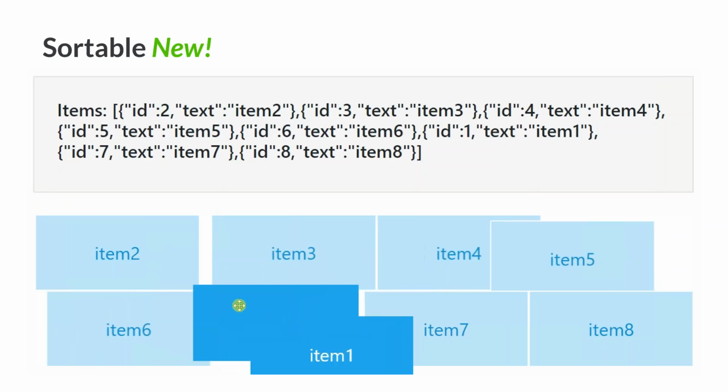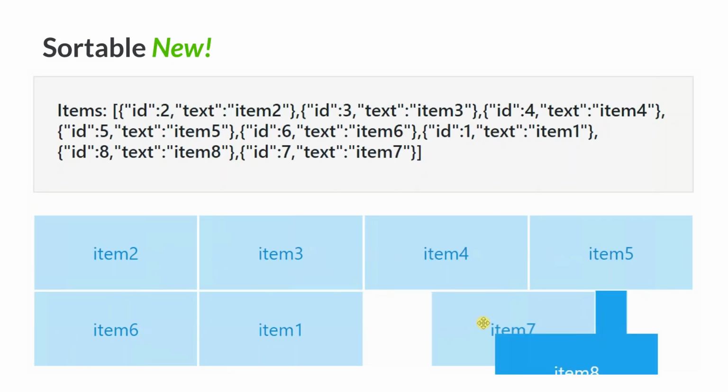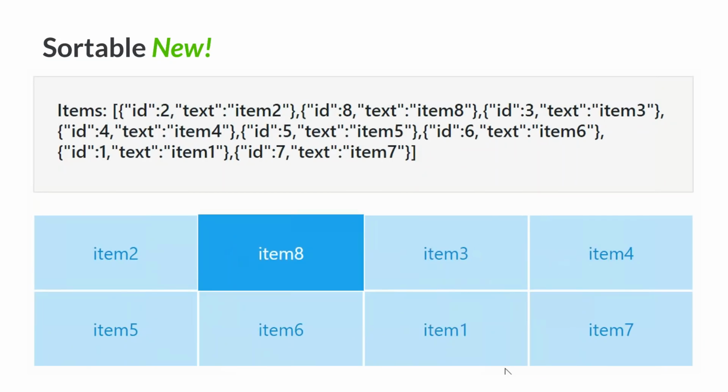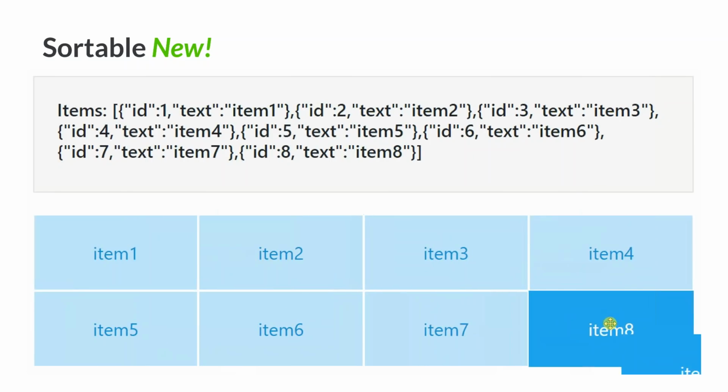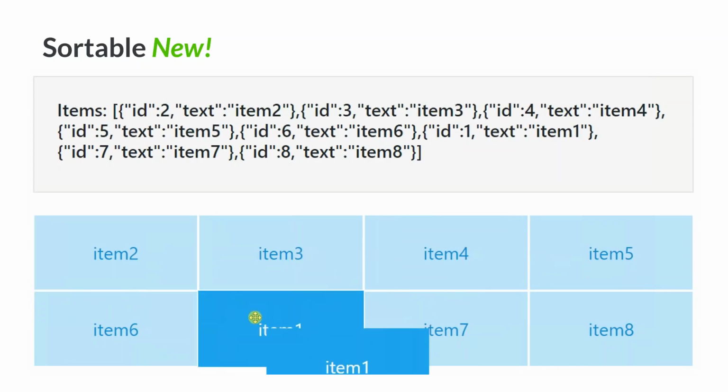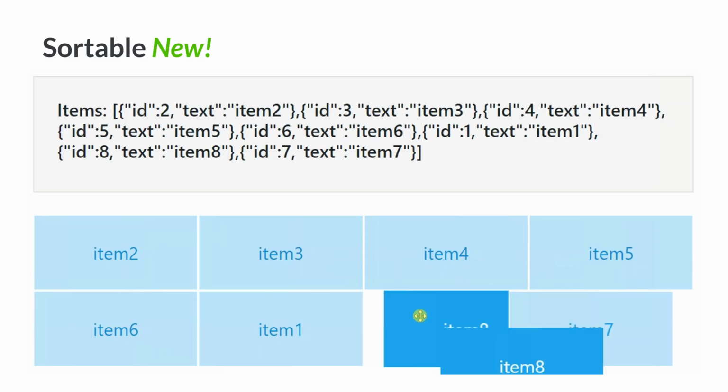The next two components I'm going to show you are the sortable and the draggable. Actually the sortable contains the draggable, but what the sortable does is it gives you the ability to reorder a list, which is something that is very, very helpful in an application.